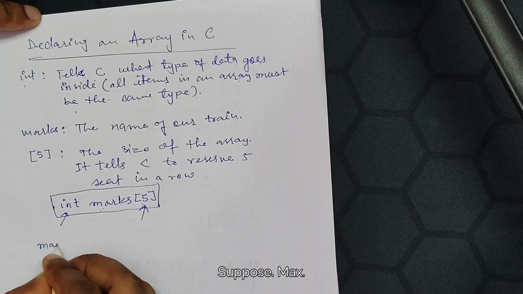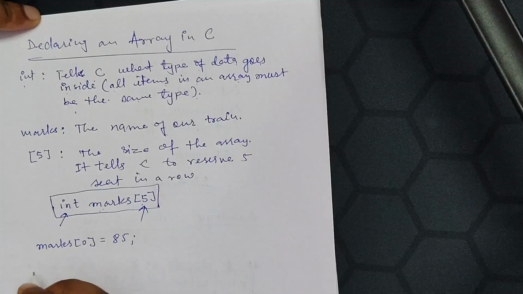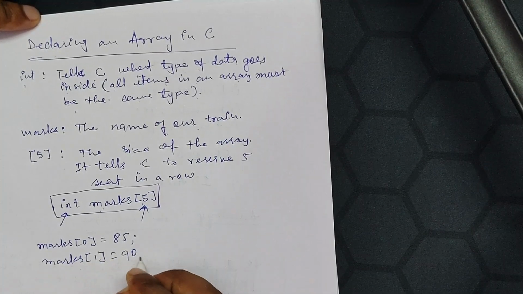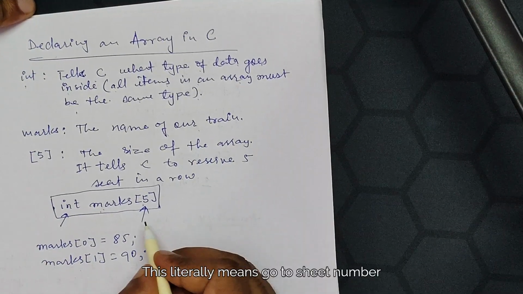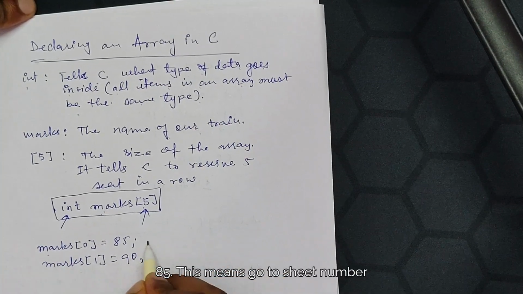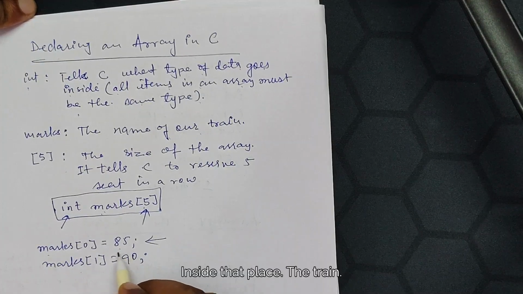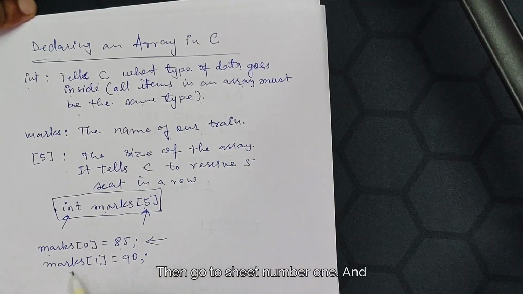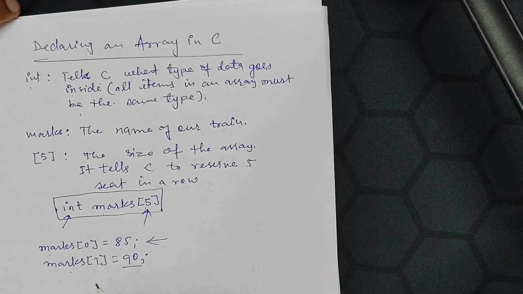Suppose marks[0] = 85, marks[1] = 90. This literally means go to seat number 0 of the marks train and put 85 inside that place. Then go to seat number 1 and put 90 inside that place.